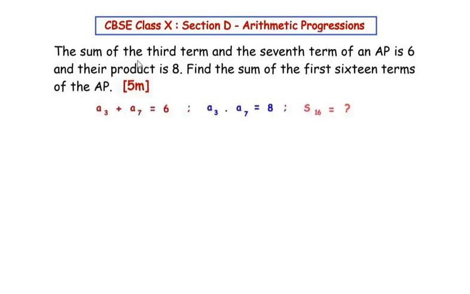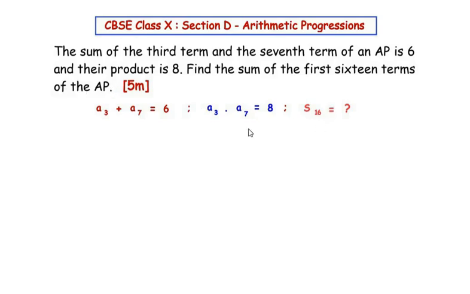So here they have given us that the sum of the third term, that is A3, and the seventh term, that is A7, is equal to 6. So here we have written A3 plus A7 is equal to 6 and the product of these two terms is going to be 8. So here we have written A3 times A7 is equal to 8. And here we need to find out the sum of first 16 terms of the AP, that is S16.